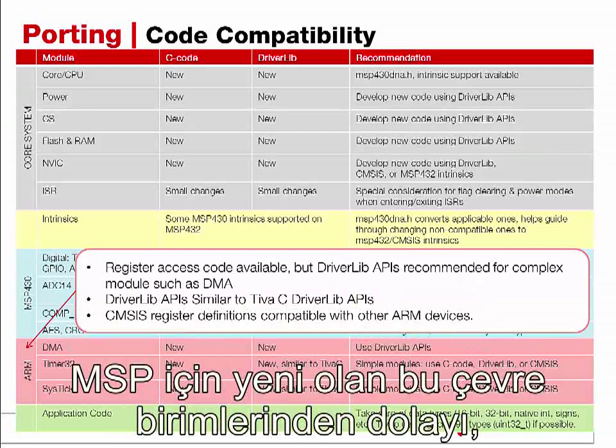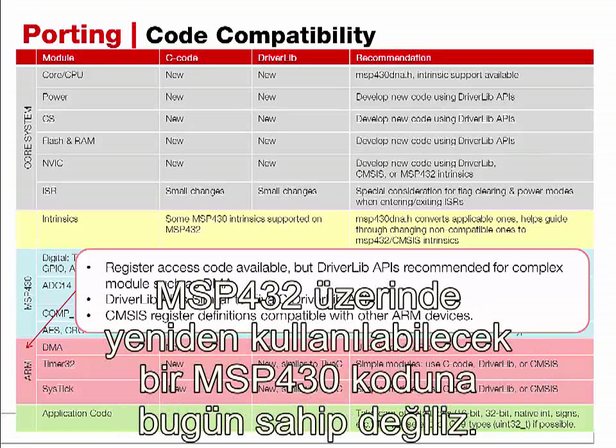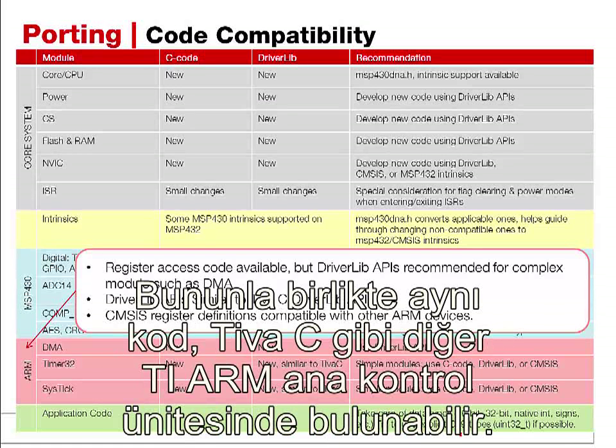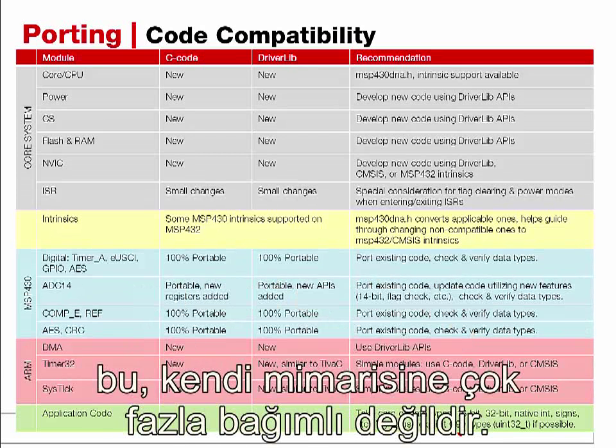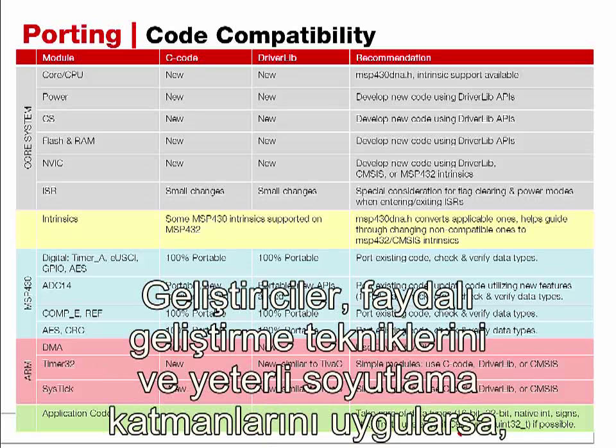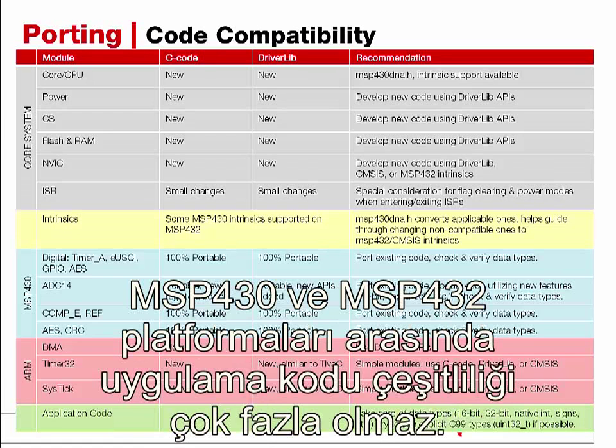Since these peripherals are brand new to MSP, we simply don't have existing code today on MSP430 that can be reused on MSP432. However, the same code can be found on other TI ARM MCUs such as Tiva-C. Last but not least, the main application code is usually the higher level software that is not too dependent on the architecture itself. If developers utilize proper software development techniques and sufficient abstraction layers, the application code should not vary too much between MSP430 and MSP432 platforms.